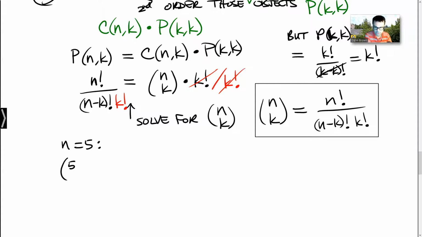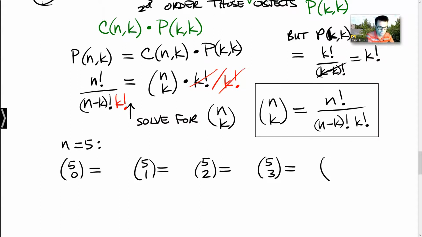5 choose 0. 5 choose 1. 5 choose 2. 5 choose 3. 5 choose 4. And finally, 5 choose 5. Okay, and I'll move all of this over to the left just a bit.